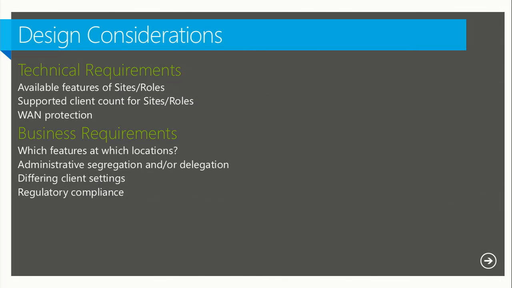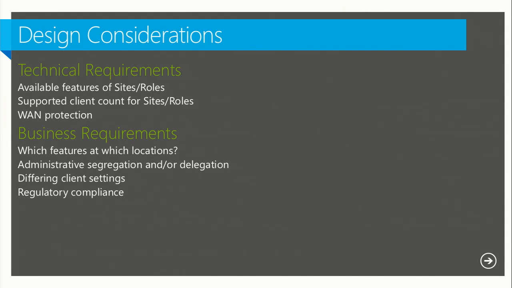So, on the technical requirement side, the ways that I can split that out is what are my available features of sites or roles? That will have an impact from a technical standpoint on how I do my design, from scalability, things of that nature. How many distribution points I need, or things like that. The supported client count for sites and roles kind of rolls into the same thing. WAN protection. I got these folks on the end of a T1 connection. That'll affect what I have to put there.